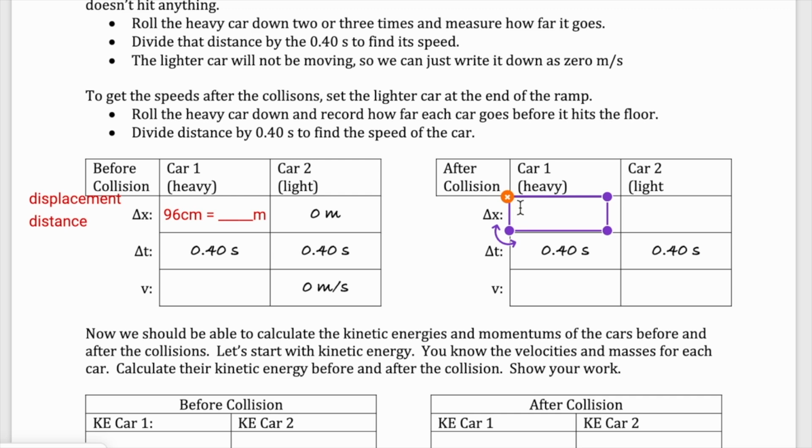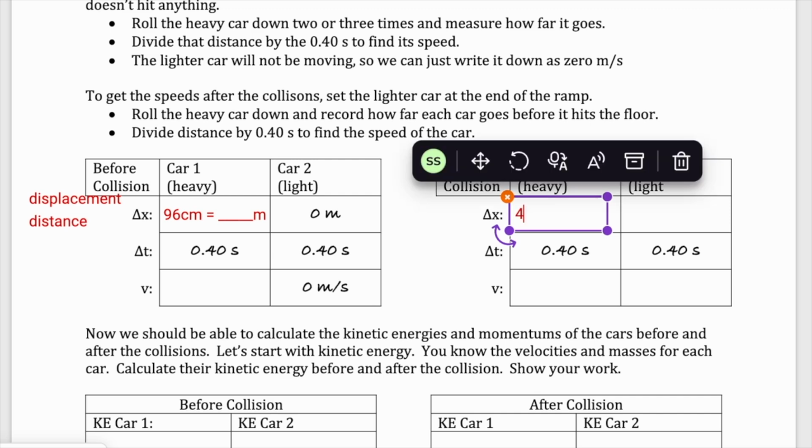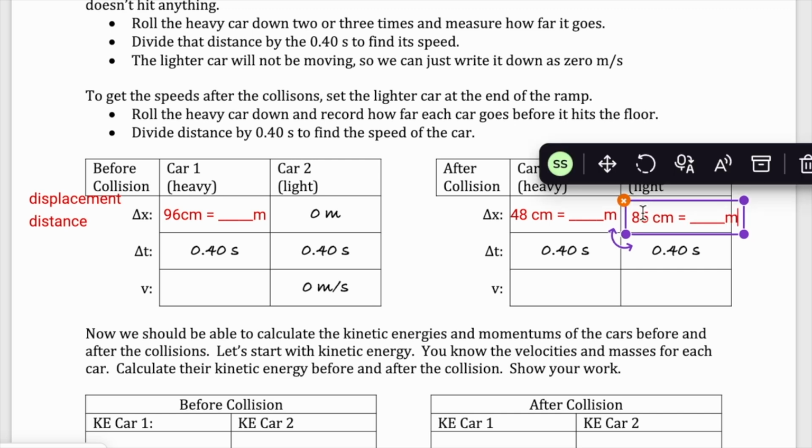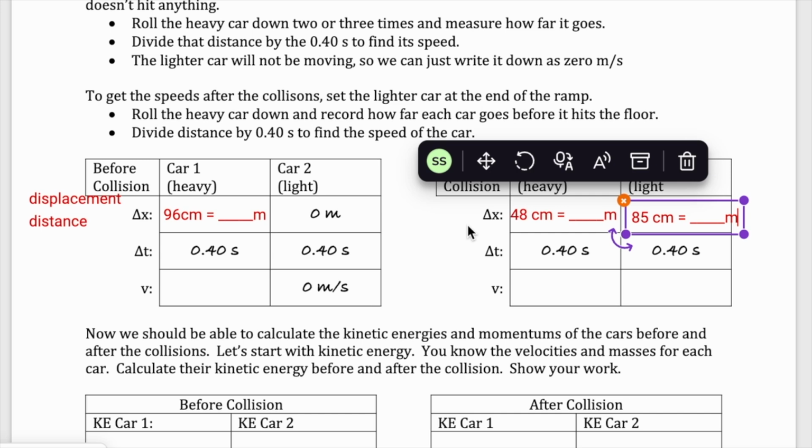Similarly, after the collision, it went 48 centimeters, but again, we want to convert it to some number of meters. Likewise, with the light car, it went 85 centimeters, and you're going to convert that also to some number of meters. So don't forget to convert these to meters because otherwise your speeds will look awfully fast.